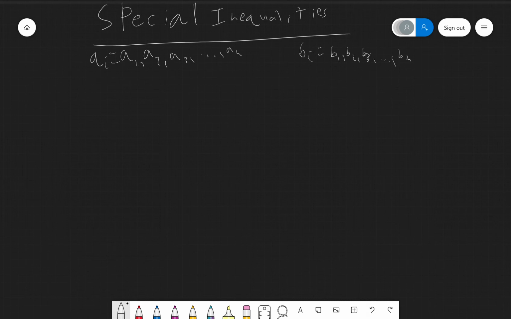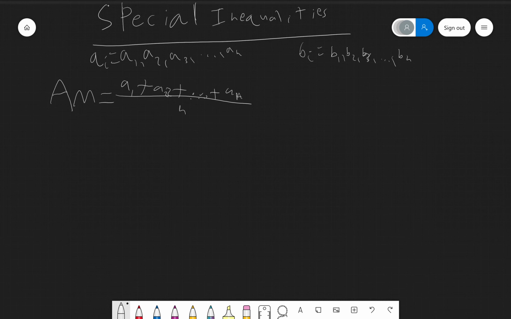I also want to introduce you to some other things, like some means. You might know the arithmetic mean, which is called the average, but that's not the only mean. There are three more means. There's the arithmetic mean, or AM, which is equal to A1 plus A2 plus dot dot dot plus An over n. So you add some numbers and you divide by however many numbers there are.